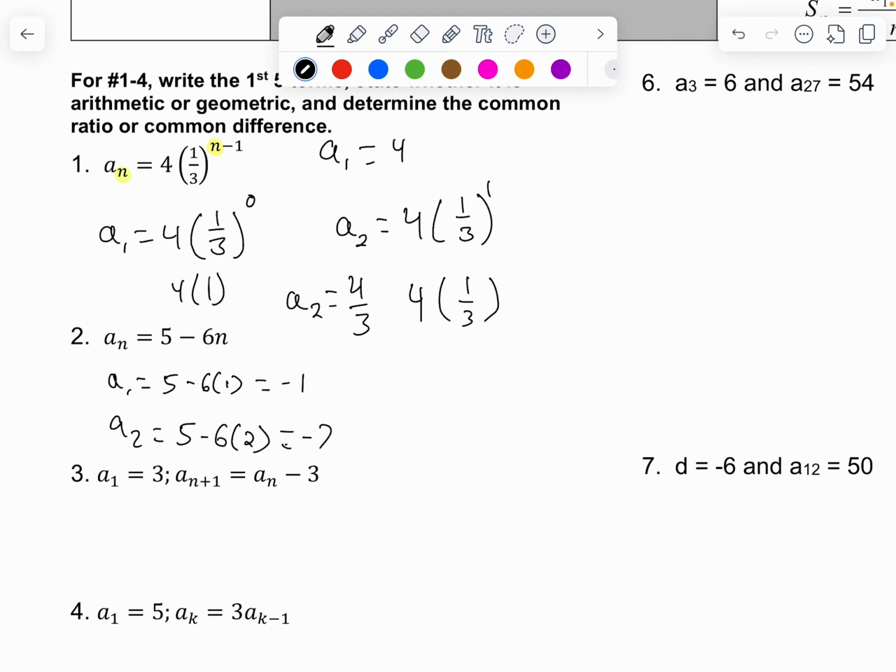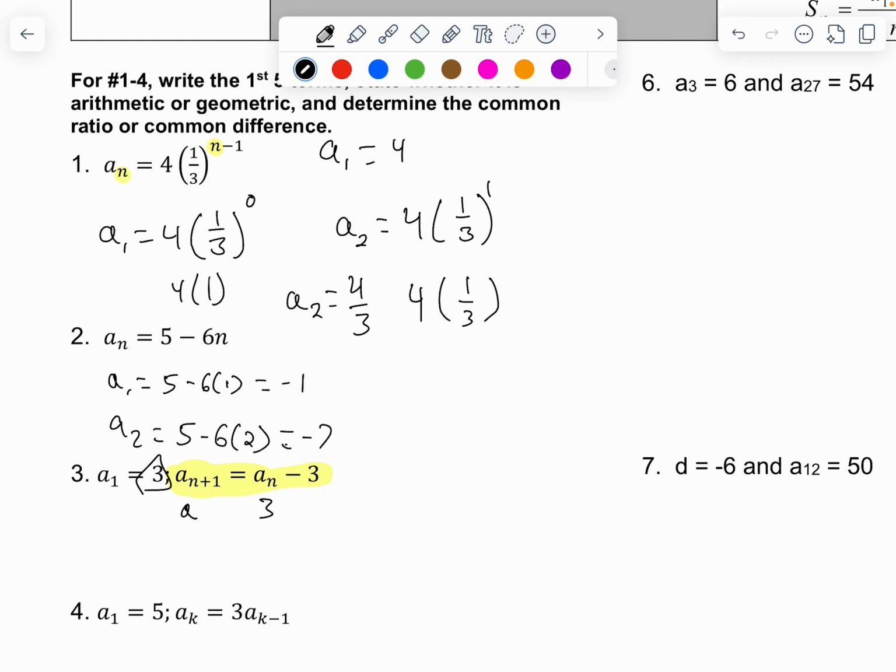And so that's how we would do that 5 times to find each value. For number 3, this formula is recursive. It's telling us to use the previous value to find the next value. We're going to use the previous, so I would put 3 here.